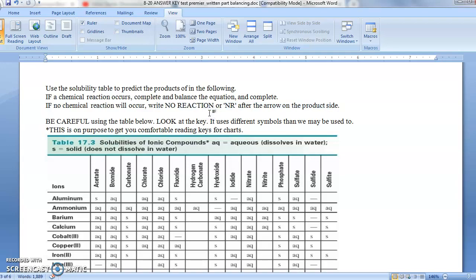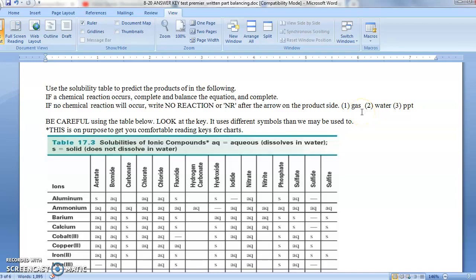Now, you have to recall that in a double displacement reaction, for it to happen, one of 3 things must occur. One of them was the formation of a gas. A second thing is the formation of a liquid, water. The third thing is the formation of a solid precipitate, something that water cannot pull apart.